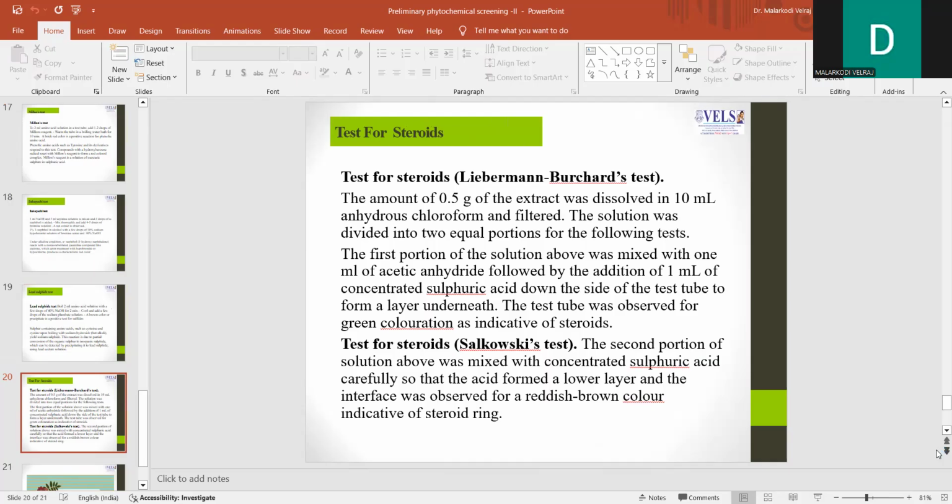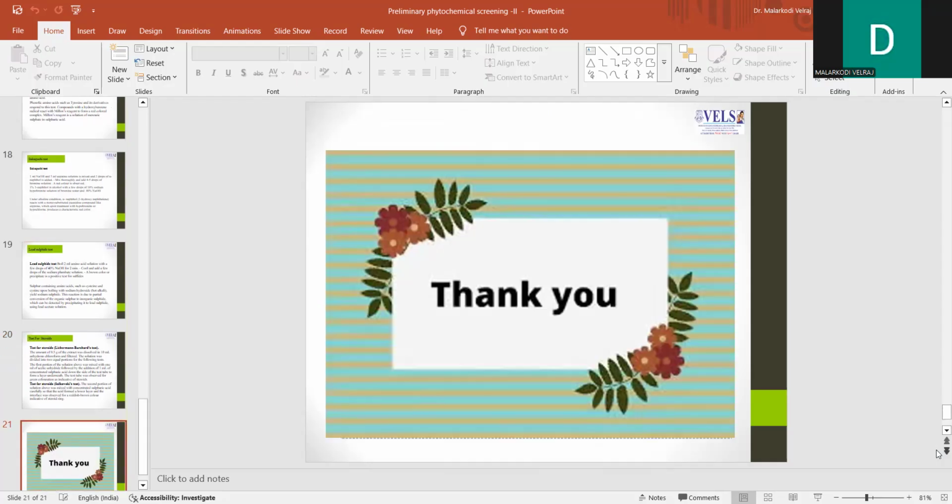Another test is called the Salkowski test. The second portion of the solution was mixed with concentrated sulfuric acid carefully so that the acid formed a lower layer, and the interface was observed for a reddish brown color indicating a steroid ring.